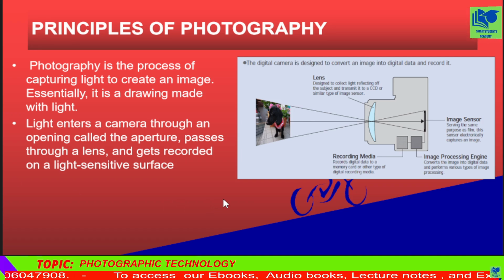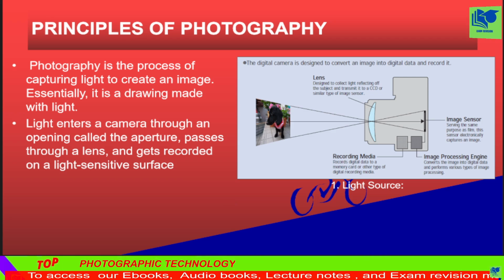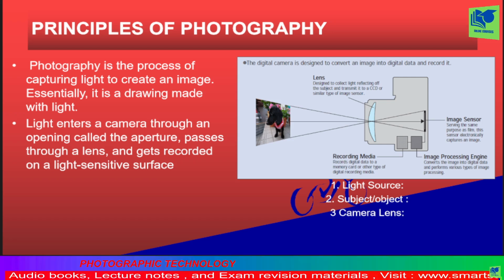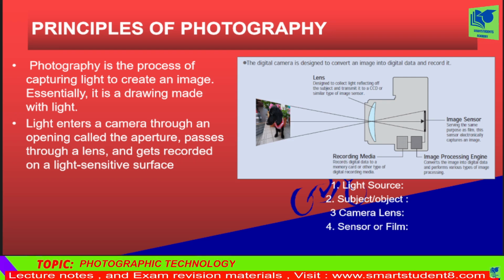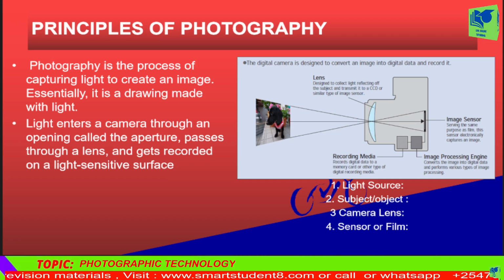To break it down further. 1. Light source. This could be natural light from the sun or artificial light from a bulb. 2. Subject. The object or scene you're photographing. 3. Camera lens. Focuses and directs the light onto the recording surface. 4. Sensor or film. Captures and processes the light to create an image. Without light, photography simply isn't possible. This is why photographers often talk about good lighting and spend time adjusting light sources or camera settings.